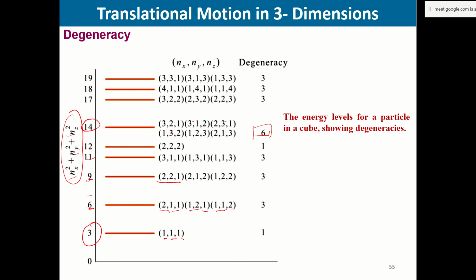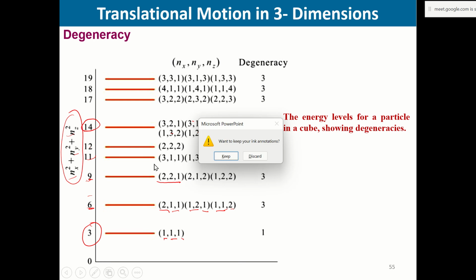So that's it. We keep it here. We will talk about quantum tunneling in the next class.